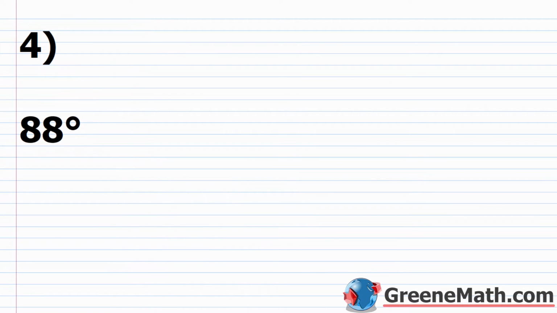Okay, let's look at 4. So here we have 88 degrees. Again, I'm just going to start with 180 degrees, and I'm going to subtract away this 88 degrees, punch that into the calculator, and I'm going to get 92 degrees. Okay, so that's going to be the supplement, and let me just write that here. So 92 degrees like this, and I'll just box it off.